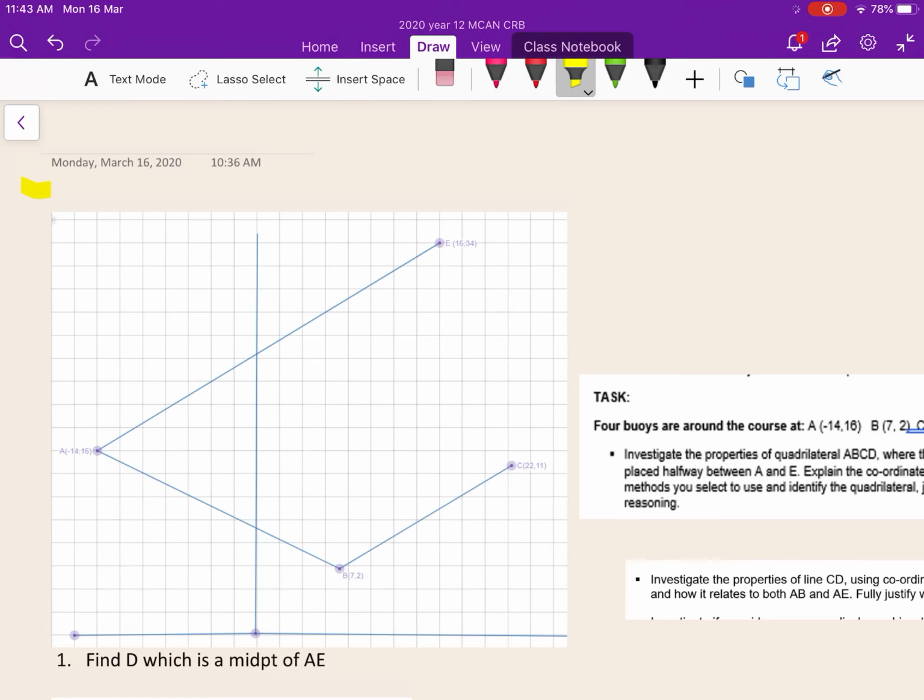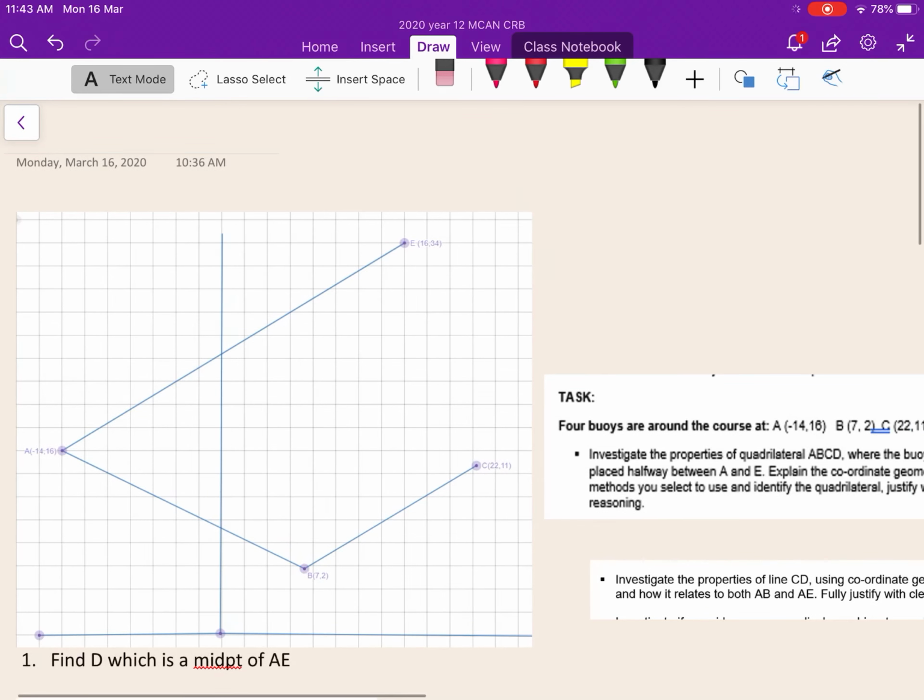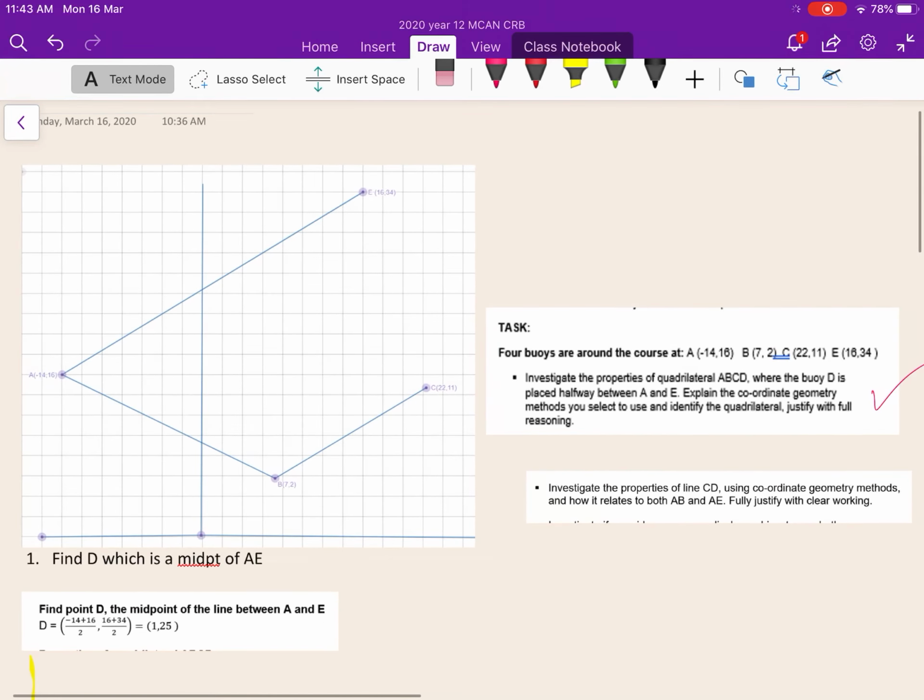Okay, we're going to take a look at this example on the buoys and the full-blown example, basically, of what we're doing here. So first thing is that we're going to investigate the quadrilateral ABCD. Well, we don't have D, but it says the buoy D is placed halfway between A and E. So we know that we're going to have a point that's placed halfway between this line, and then we're going to be able to draw the ABCD.